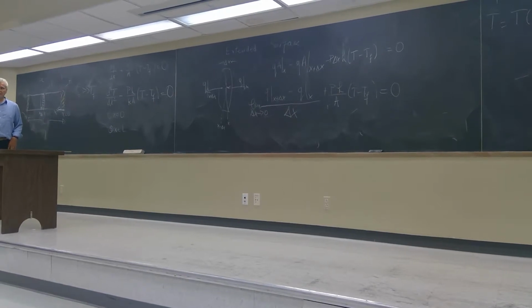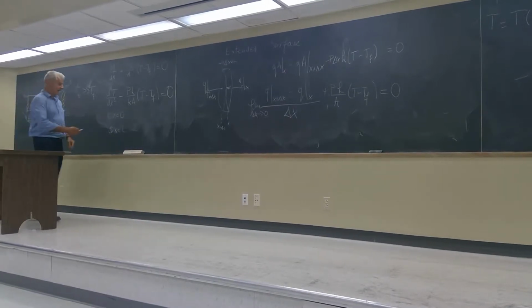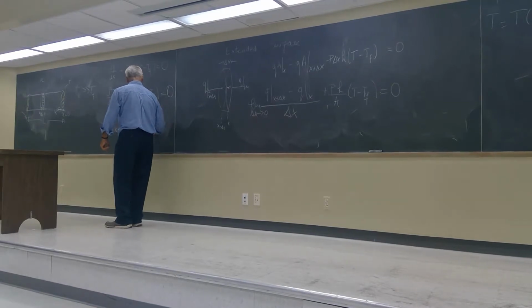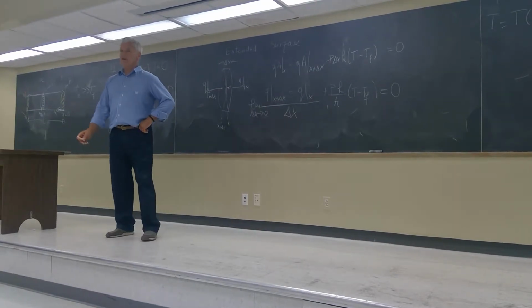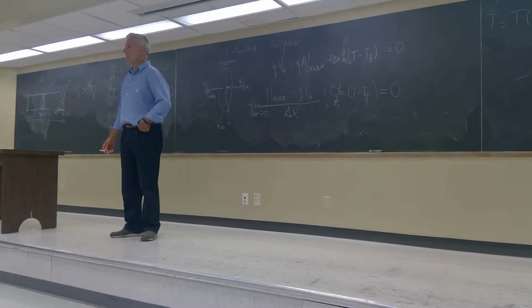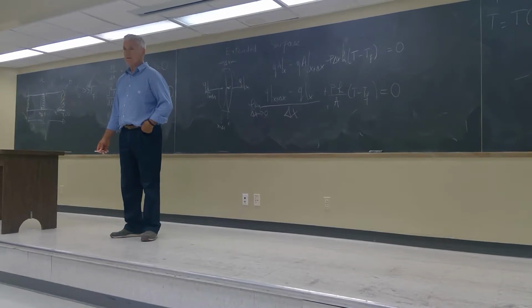Let's start with the easy one. Caitlin, at x is equal to L, what is the temperature? Very good. So at x is equal to capital L, T is equal to Tb. Now take a stab for the first one. X is equal to 0, which is the tip of the fin. What do we write? Yes. T is equal to Tf.